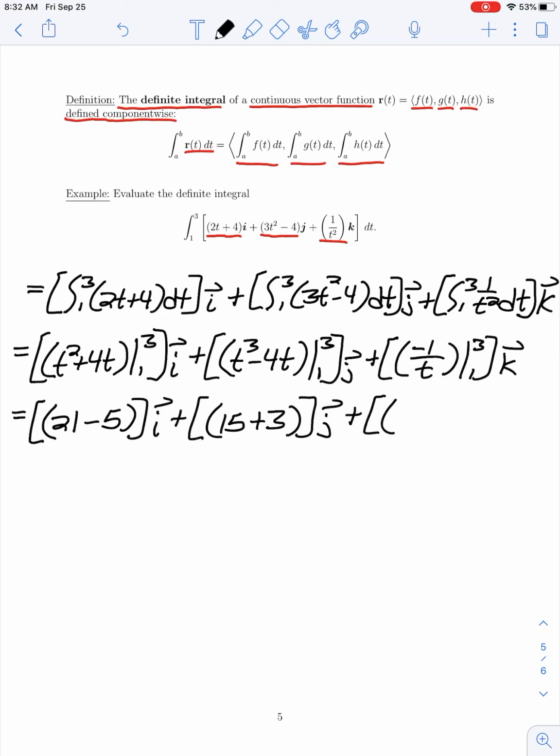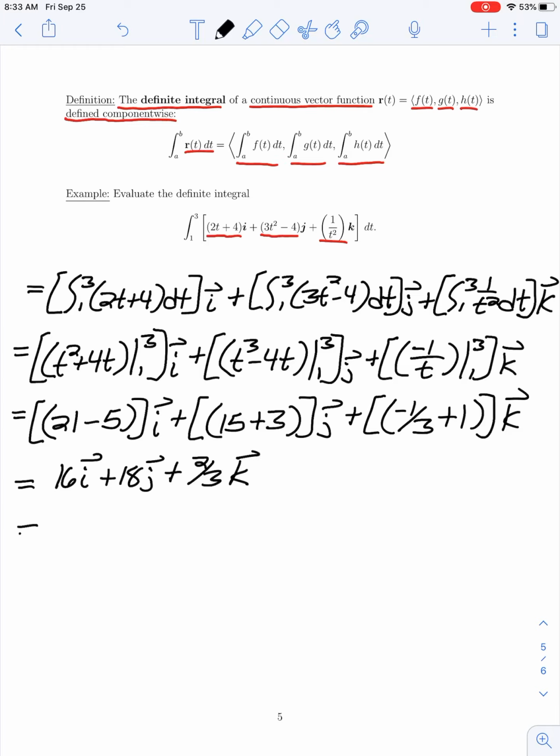And for our k component, evaluating at 3, we have a negative 1/3, minus, when we evaluate at 1, we have a negative 1, and since we're subtracting that value, this becomes a plus 1. So we are left with the vector 16i plus 18j plus 2/3 k. Or if you prefer the angle bracket notation, the vector 16, 18, 2/3.